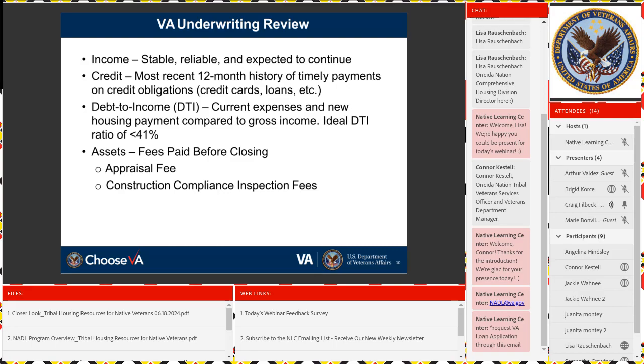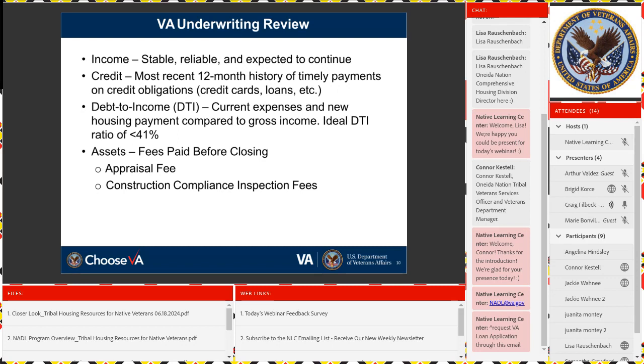Another out-of-pocket fee is a construction compliance inspection fee. What that is, if the contractor is being paid by percentage, when they're 25% done, if they're looking for 25% of the payment, then we will send out a compliance inspector to make sure that the work was done in a workmanlike manner and is completed to that 25% mark.